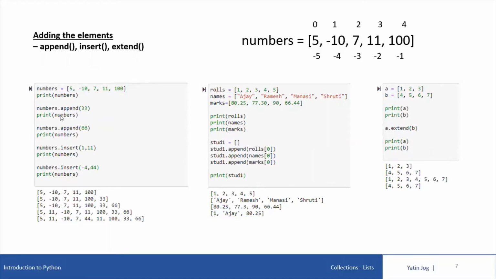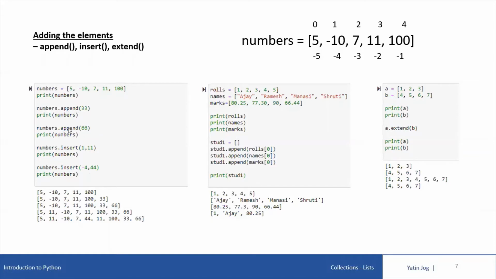So if I print numbers, you can look at the output that it will print the whole list with last element as 33. Similarly, if I say numbers dot append 66, so it will first append 33 because of this previous append method, and then it will append 66. So after 33, it will be another value 66 in the list numbers.